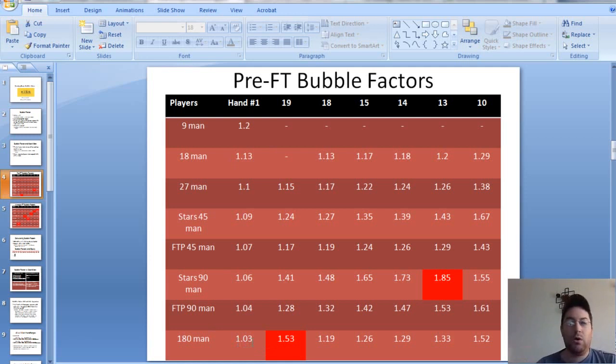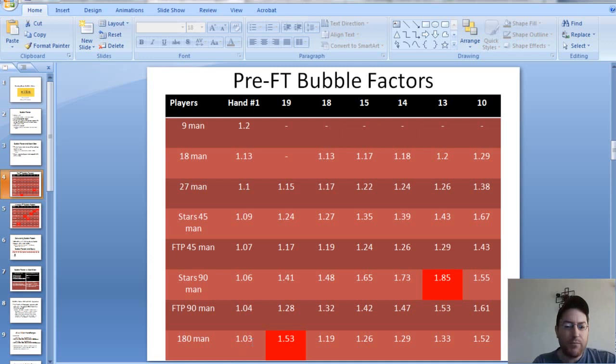Because we have so long to go to get to the money, we don't really need to consider ICM or the value of your chips. You're essentially in chip EV mode. So you're going to be making decisions based upon what puts chips in your stack versus the actual value of your stack, the dollar value of your stack.